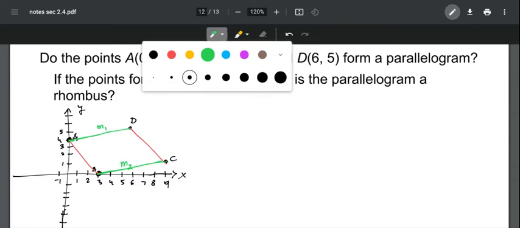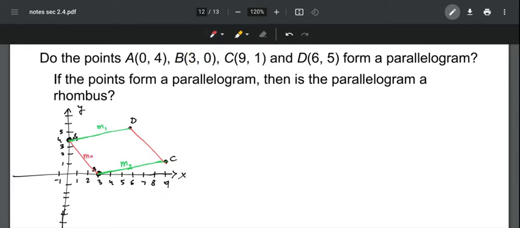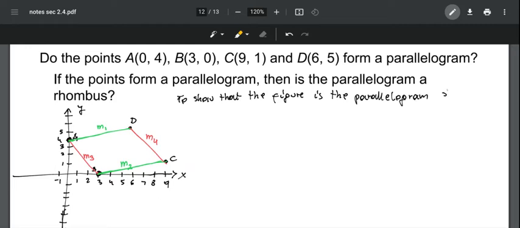And later, I will find the slope between points A and B. So that will be slope 3. And then I will find the slope between point D and C, and that will be slope 4. Okay. So one more time. So to show that the figure is the parallelogram, show that M1 equal M2 and M3 equal M4, because we know that the slopes of parallel lines, they are equal.